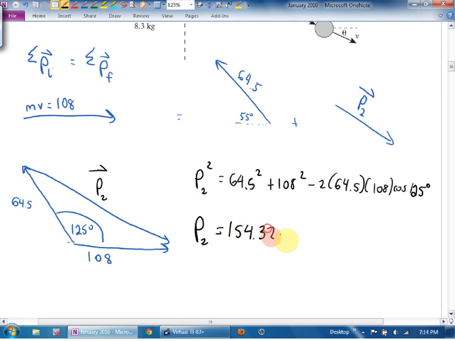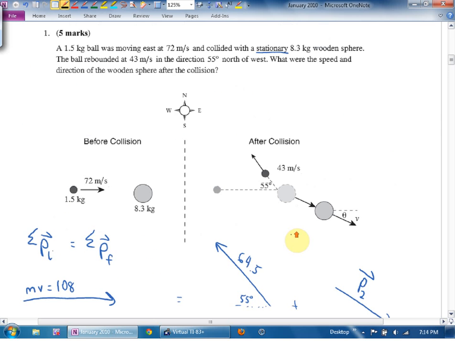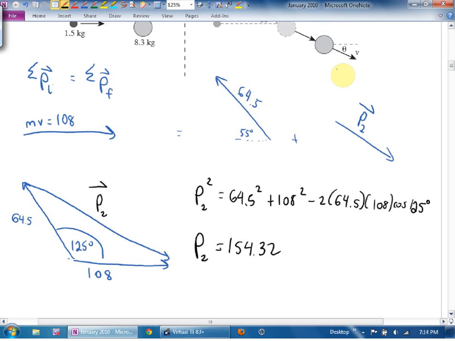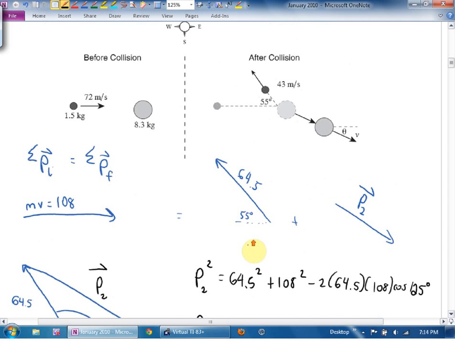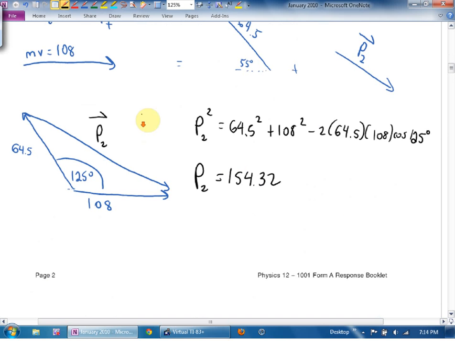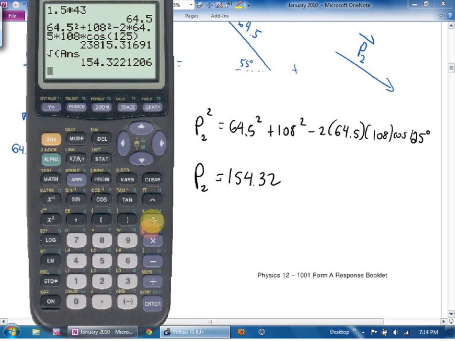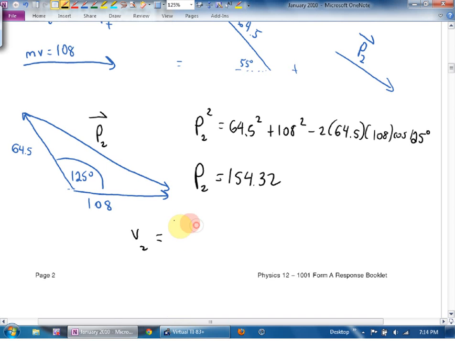The final momentum of object 2 is 154.32. That's not what the question asked, Vitaly. The question asked, what was the final speed? How can I find the speed if I know an object's momentum? Momentum is what times what? Mass times velocity. I'm going to divide by the mass of object 2, which is 8.3. So v of object 2 is this number divided by 8.3. I would write that down in my work if I were showing the marker, but I'm cutting corners. 18.6 meters per second.